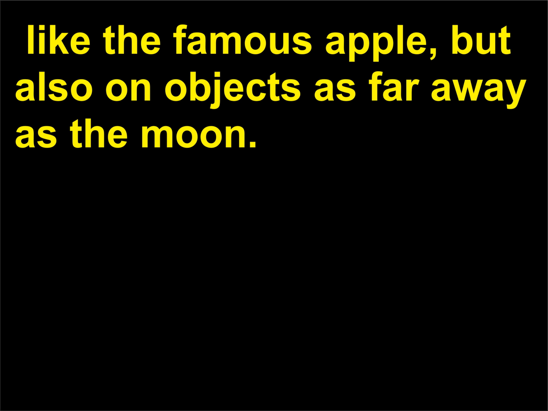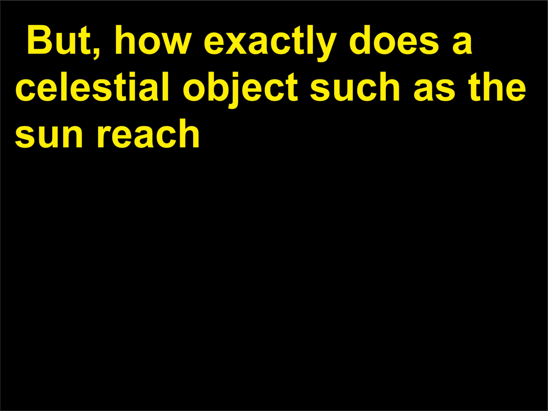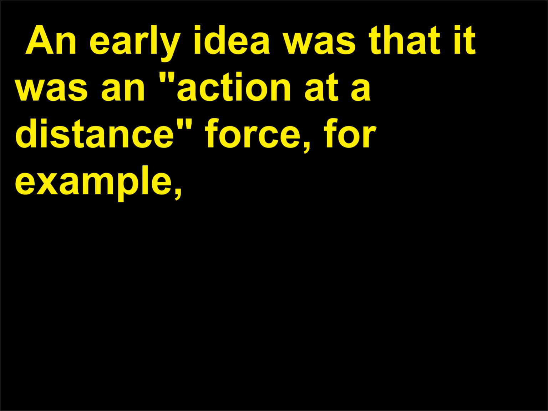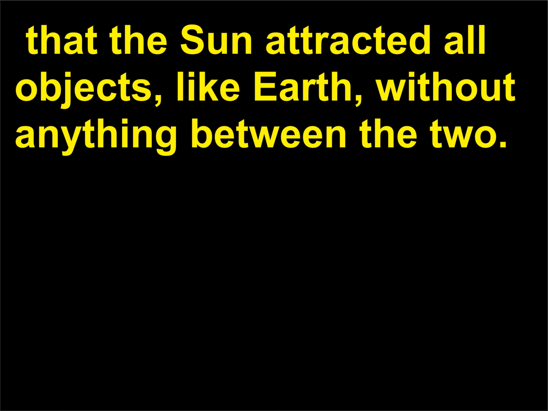But how exactly does a celestial object such as the Sun reach out the approximately 93 million miles and hold Earth in its orbit? An early idea was that it was an action at a distance force, for example, that the Sun attracted all objects, like Earth, without anything between the two.